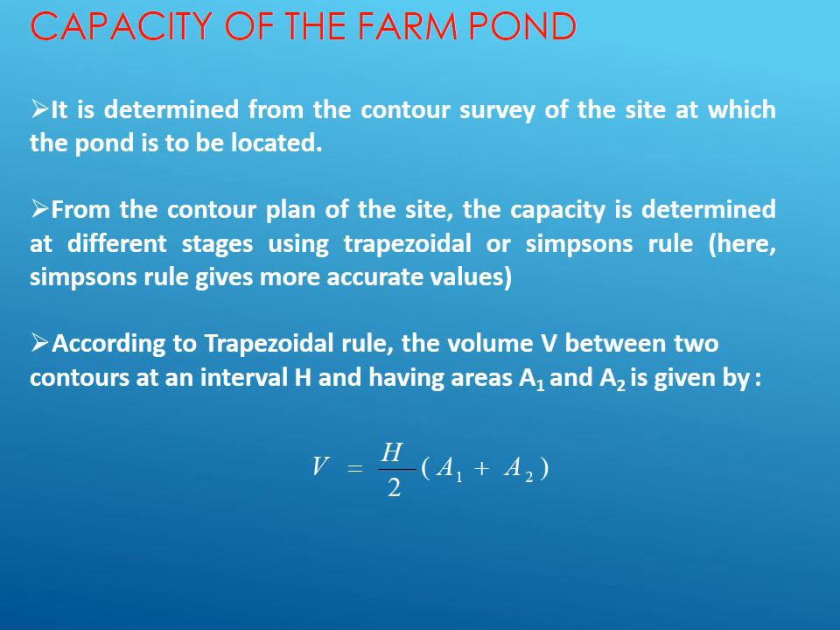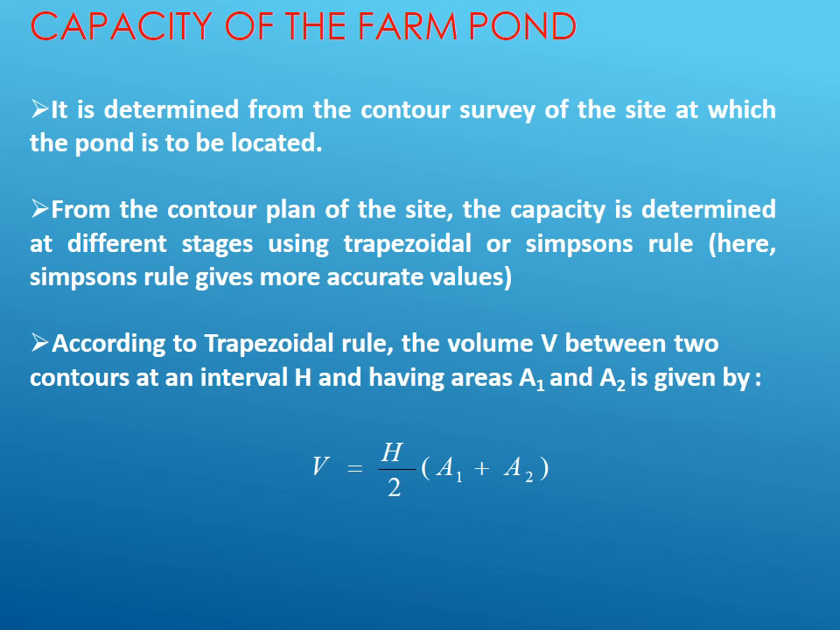Now we will see about the capacity of farm pond. It is determined from the contour survey of the site at which the pond is to be located. From the contour plan of the site, the capacity is determined at different stages using either trapezoidal or Simpson's rule. Here Simpson's rule gives more accurate values.